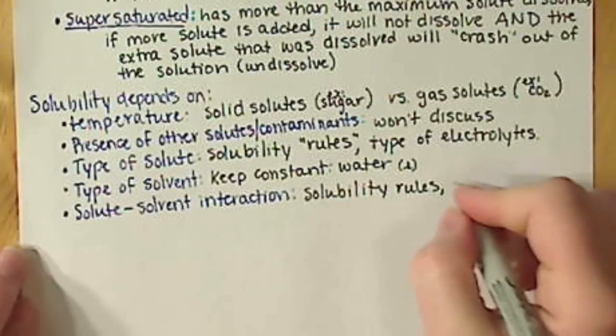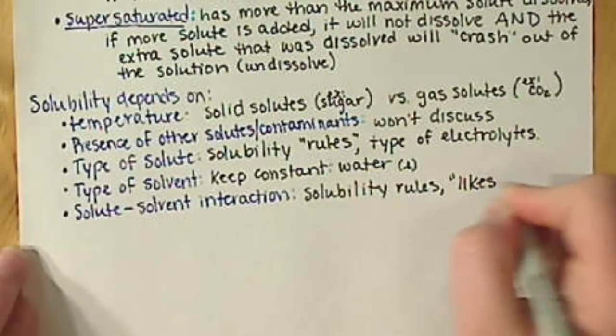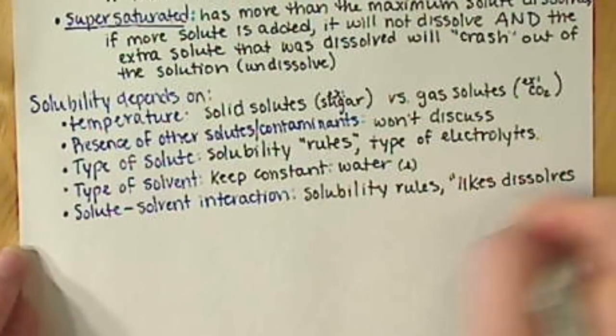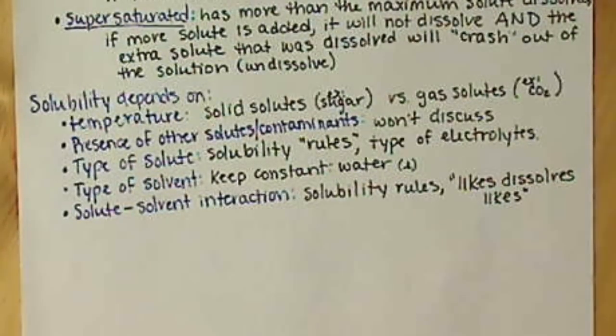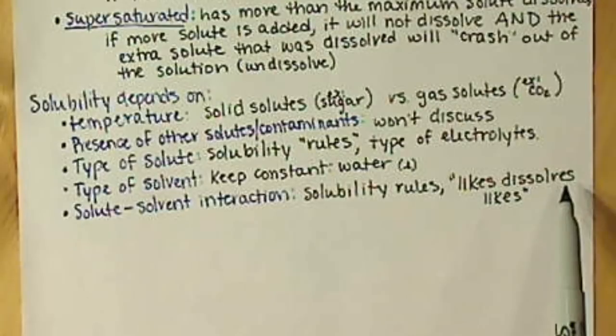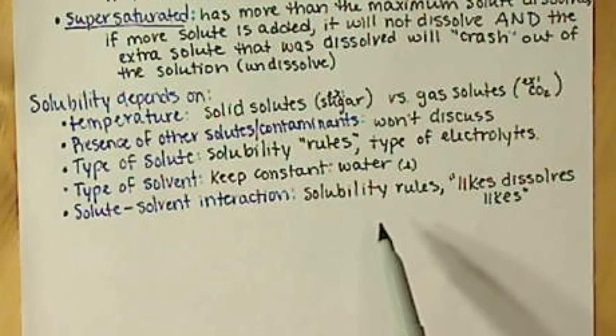Your book also talks about this concept of like dissolves like. I'm not saying it's not true, but we didn't really get too much into polarity when we talked about chapter 5. We did talk about polar versus nonpolar, but it gets a little bit more complicated when we start drawing structures out. We didn't cover that, and we're not going to cover that. So this argument of like dissolves like is a little too complicated for us to discuss without the concepts of three-dimensional molecules. So it's there, but we're going to be concentrating on our solubility rules.